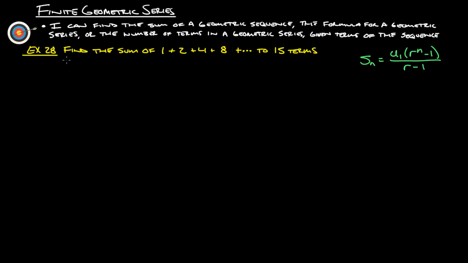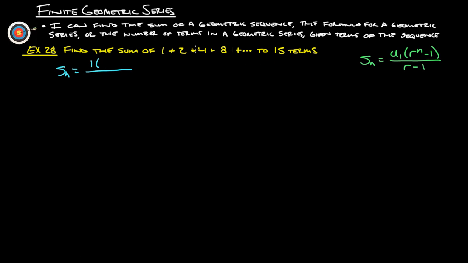Okay. Example 28, find the sum of 1 plus 2 plus 4 plus 8 all the way up to 15 different terms. So let's use our formula here. S of n is our sum, which is going to be the first term, which we know is 1, times the rate. Now we've got to figure out what we're doing each time.